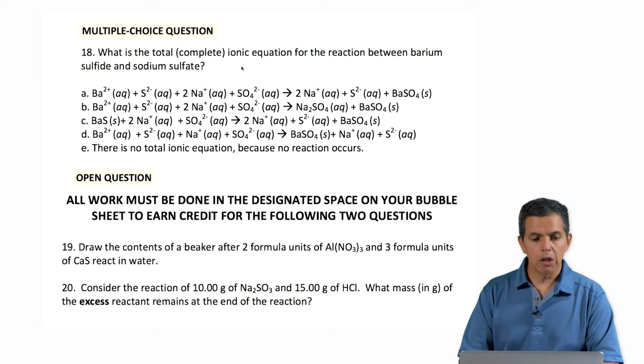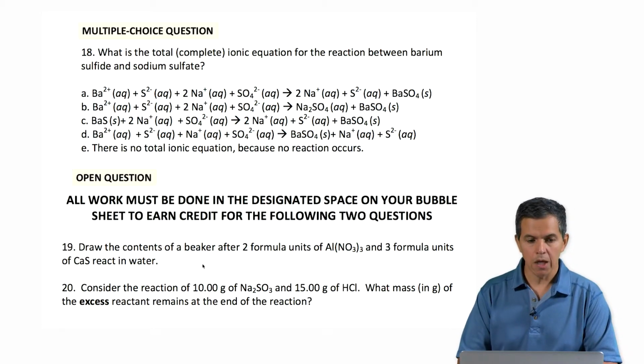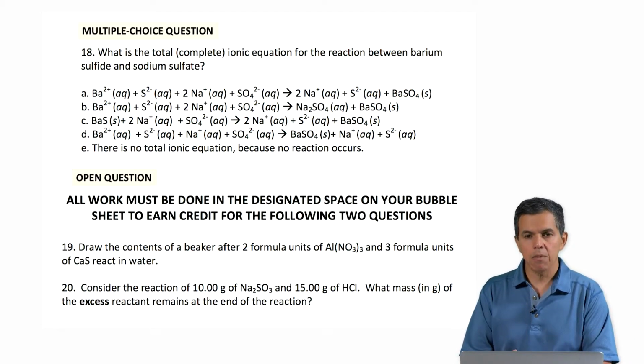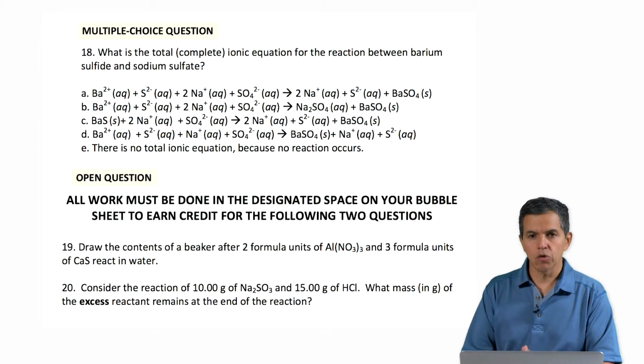And in addition to multiple choice questions, it is common in the midterms to include 1 or 2 open questions. Those questions require you to draw or sometimes make calculations and report a written answer, or report a drawing, such as the ones here below, 19 and 20, that require drawing 2 formula units of aluminum nitrate and 3 formula units of calcium sulfide, and then use that to do some calculations. Again, this information is going to be posted in the Moodle site ahead of the exam so that you have an idea of what sort of questions to expect.